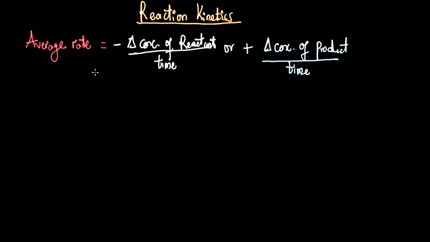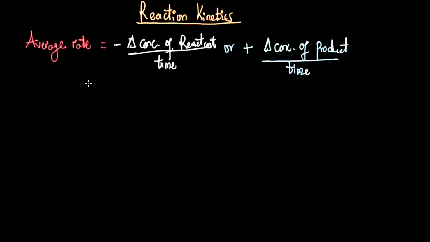So, reaction kinetics. The rate of a reaction and the mechanism by which the reaction occurs constitute the reaction kinetics. The rate of a reaction is determined by measuring the change in the concentration of either the reactants or products with time. So the average rate of a reaction equals the negative change in concentration of reactants over time, or the positive change in concentration of products over time.